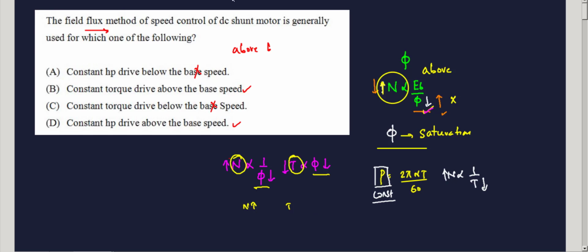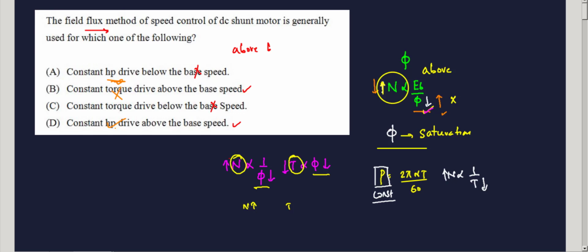Okay, so from this, what answer do you get? Constant horsepower drive. Torque drive is not there. So the field flux method is a constant horsepower drive above the base speed.